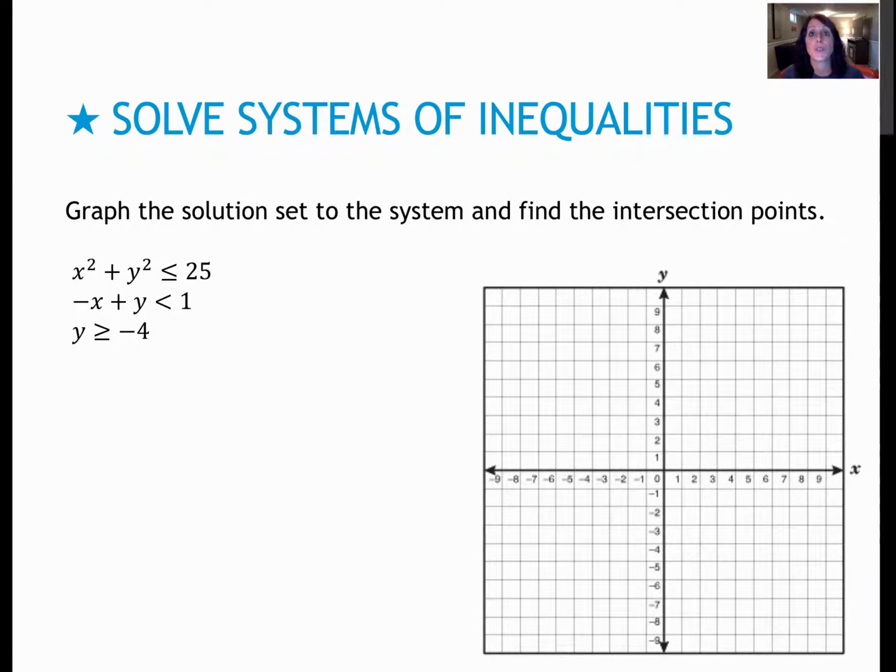Here's one for you to try on your own. This one obviously is going to be a little bit more complicated, so press pause and really take your time on this one. For the first, this is a circle, and it goes through 0, 0 with a radius of 5. So 0, 0, radius of 5, dotted or solid line. We look at this, which means solid line.